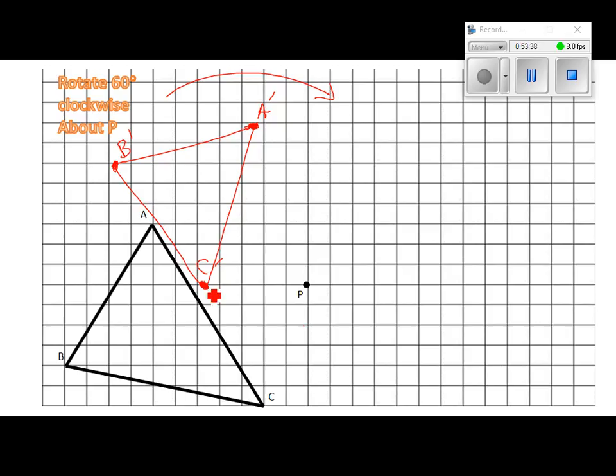It looks like you went, see this angle right here from B to B? That looks like it's about 110 degrees. So your B should be way over in here somewhere. So you might have used 120. You went 120 instead of 60.